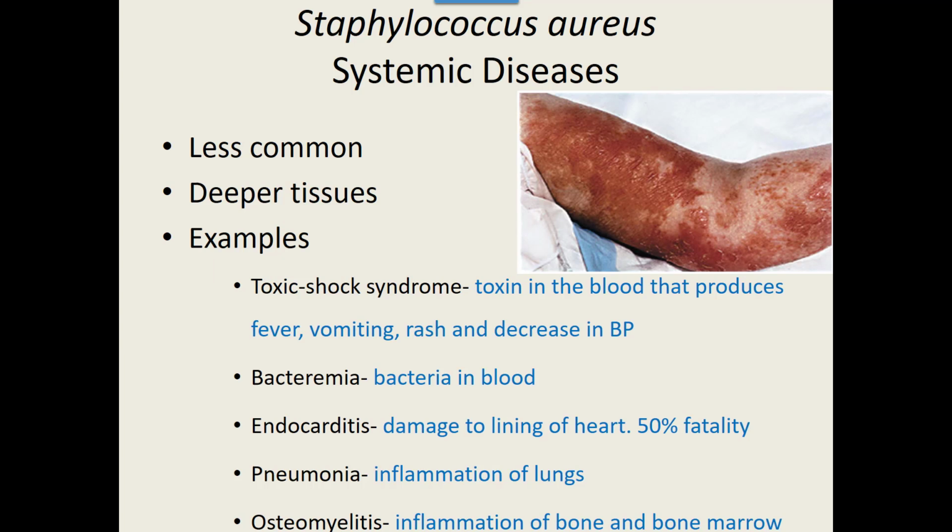It can cause bacteremia. That's when you have not just the toxin in your blood, the bacteria is now in your blood. It can cause endocarditis. This is when you're going to have damage to the lining of the heart. And 50% of those that have this inflammation of the heart lining end up passing away because of it. And it's an extremely fatal disease. And if you've gotten this severe to this point, it can cause pneumonia, which is an inflammation of the lungs.